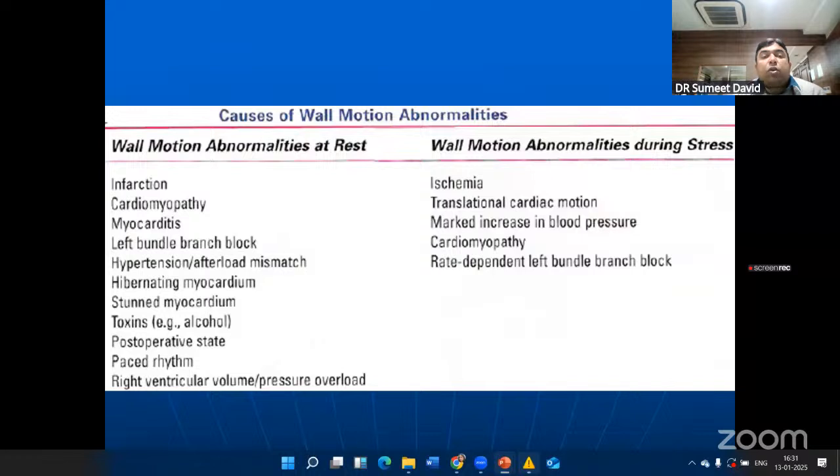So what are the causes of wall motion abnormalities? Why does the contraction of the heart reduce? What are the causes? Infarction is one of the main causes. I told you, because of the ischemia, blood is not going to the myocardium.